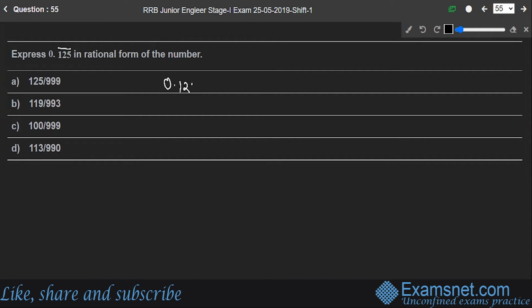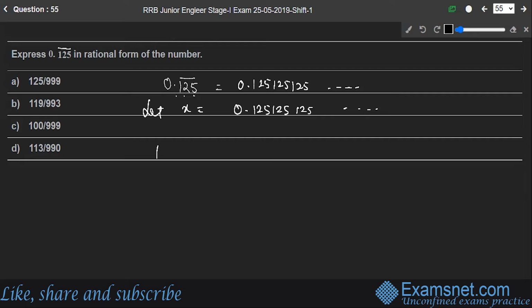So you have this thing, 125 upon 1,000. Okay, wait, not 1,000. This is the bar, so this is actually 0.125, 125, 125, and so on. It goes on. So let's say x is equal to 0.125, 125, 125, and so on. So what is the common repeating block? 1, 2, 3. There are 3 numbers.